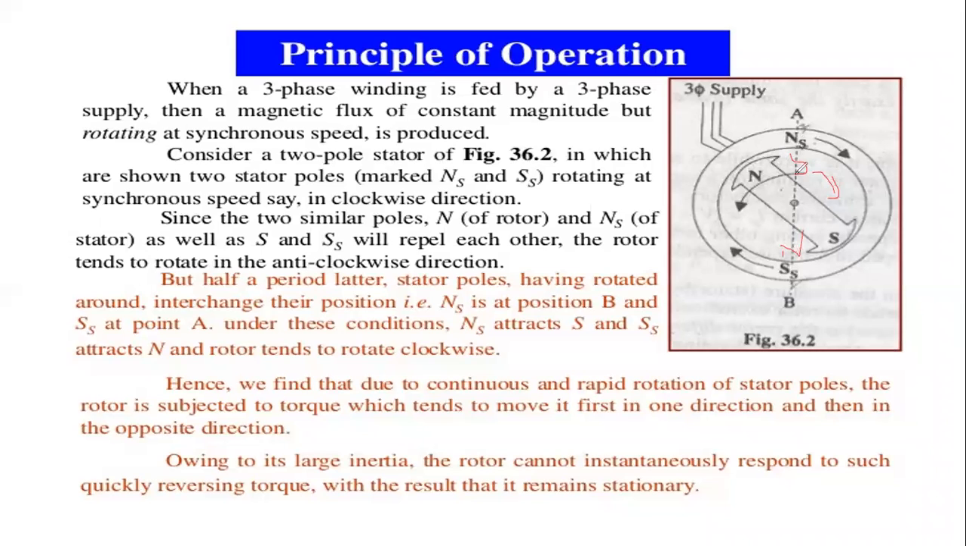At the next half cycle, this south pole comes to this side and this north pole comes to this side. Therefore, these two poles repel each other. If the two poles repel each other, then the rotor rotates in the clockwise direction. So once the rotor rotates in the anti-clockwise direction and once it rotates in the clockwise direction.